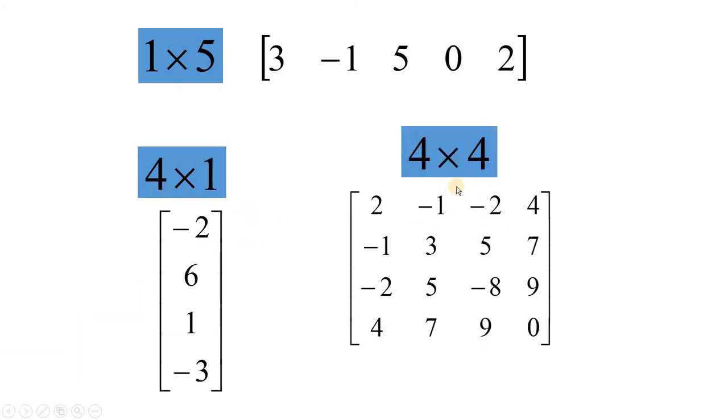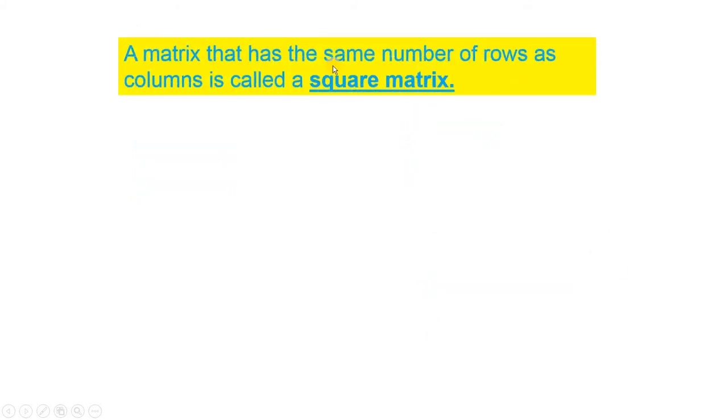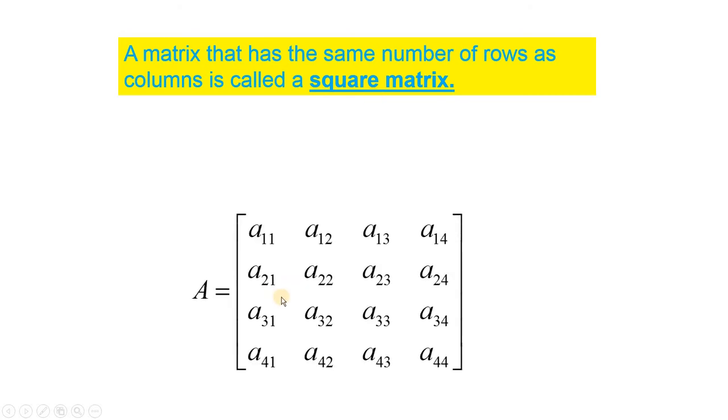Now here we have a matrix having 4 rows and 4 columns. Such a matrix is called a square matrix. A square matrix is a matrix which has the same number of rows and columns. In this matrix we have 4 rows and 4 columns, so the order is 4 by 4 and it is called a square matrix. Here we have the definition: a matrix that has the same number of rows as columns is called a square matrix. It is a square matrix of order 4.